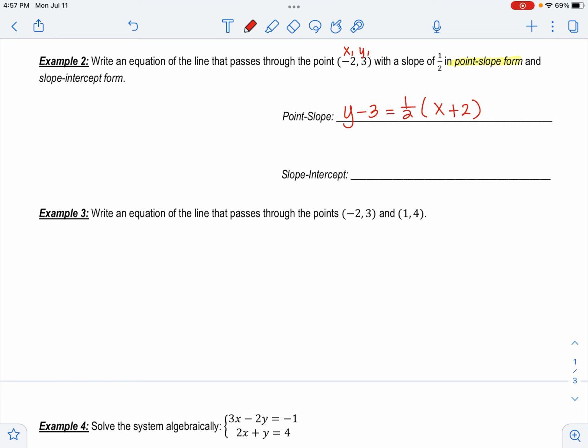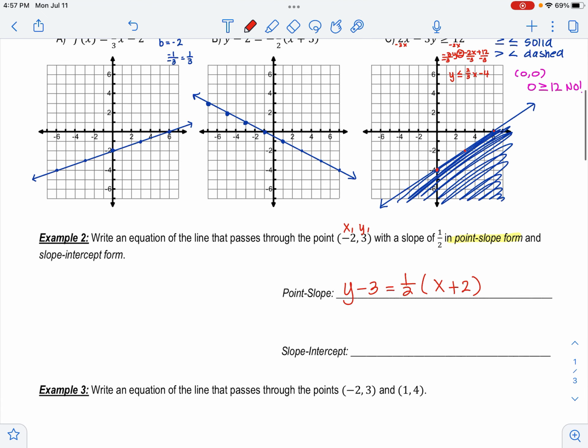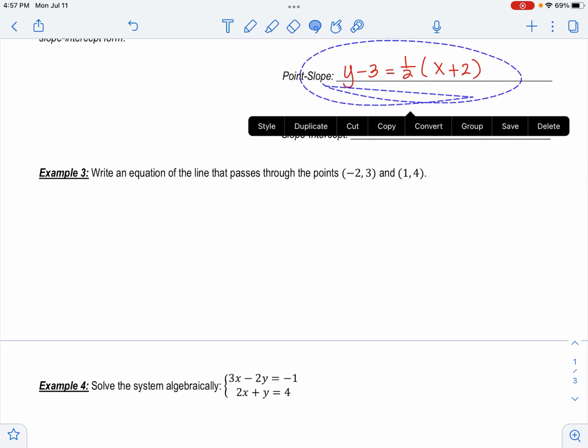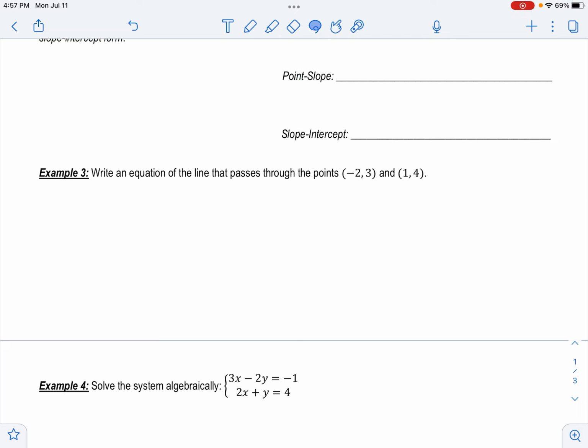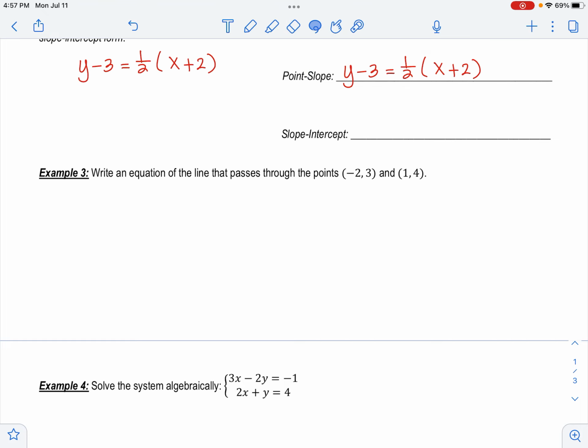All right, so now we also want slope-intercept form. Slope-intercept form, if you look at that as a reminder, it's solve for y. So what we're going to do is we're just going to solve this equation that we wrote for y. So what I'm going to do is I'm going to duplicate this. Oops, I hit delete. I meant duplicate it. I'm going to duplicate this and bring it over here. I'm going to solve this equation for y.